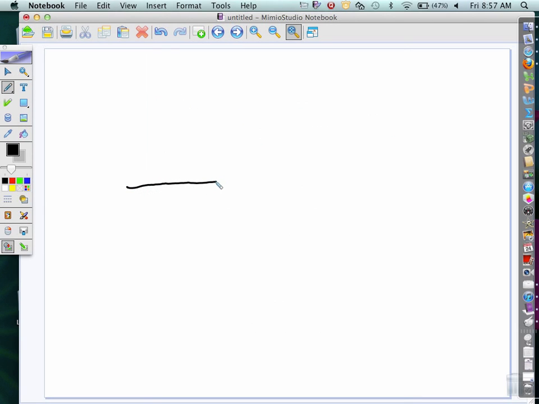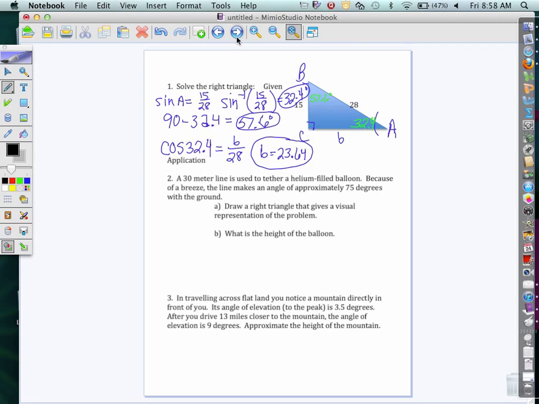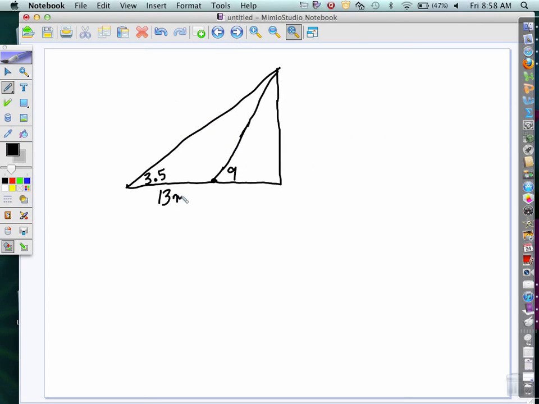So you're traveling along flat ground. We've got a mountain. I guess what we assume is that the mountain is being measured like an altitude, so there's the height. At first, you measure the angle of elevation to the top of the mountain to be 3.5 degrees. And then later on, you measure it to be, this is not drawn to scale, 9 degrees. And you had traveled 13 miles closer to the mountain.